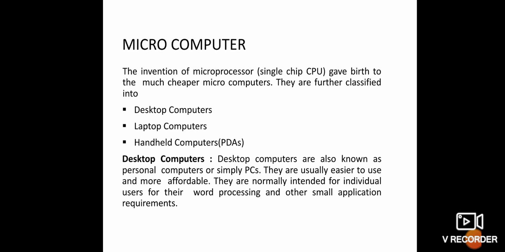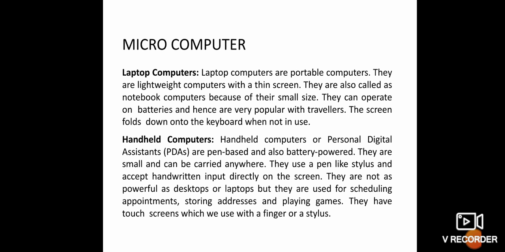Then we are moving on to microcomputer. Here a microcomputer is a single chip CPU, and it is much cheaper compared to the other computers. We have desktop computers, laptop computers, and the handheld computer. Desktop computers are usually easier to use and affordable, and they are normally intended for individual users for their word processing and other application requirements.